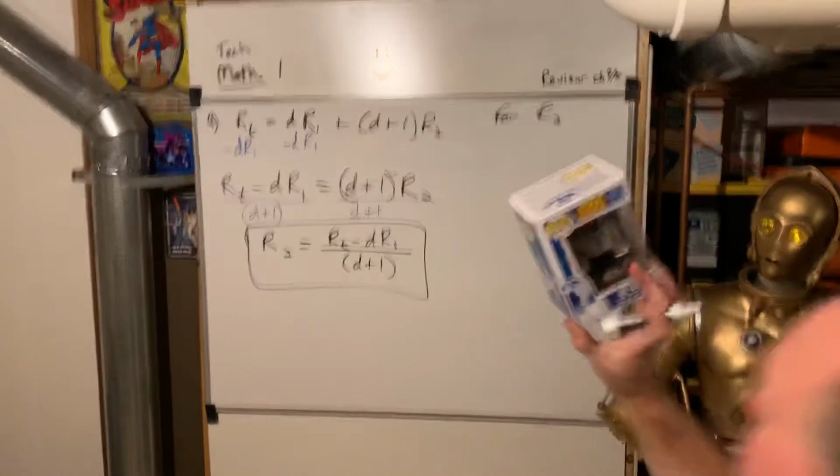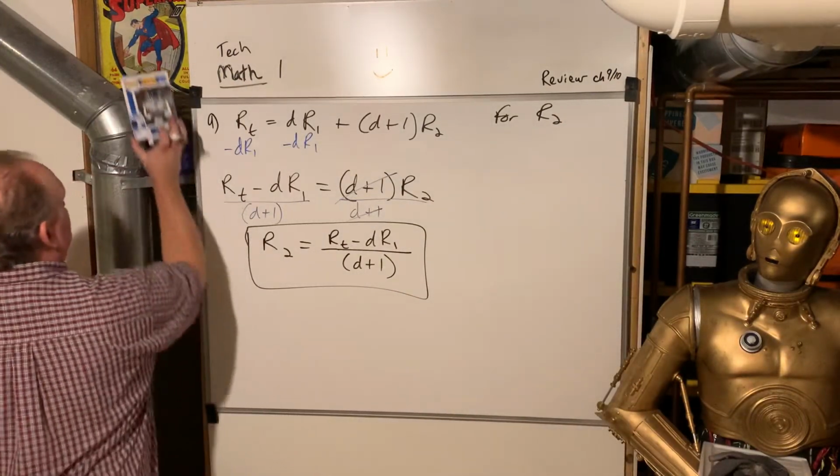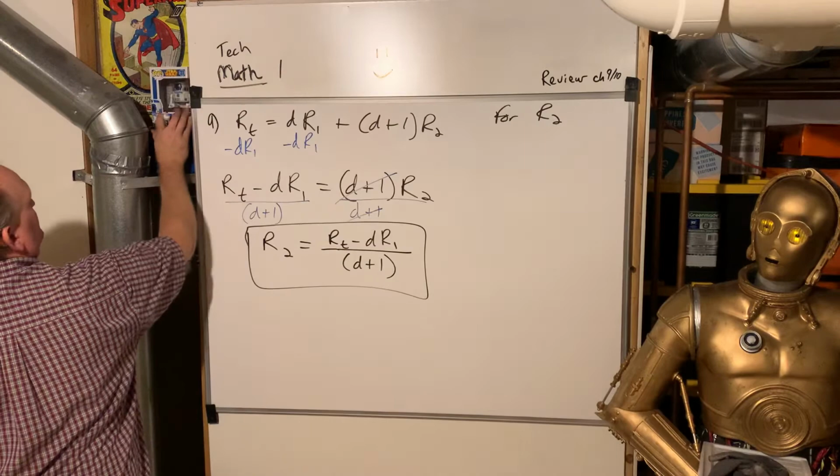In a different part of the basement, I've got a different R2. Look, R2! Here, we'll put them up here. It's blocking Superman a little bit.